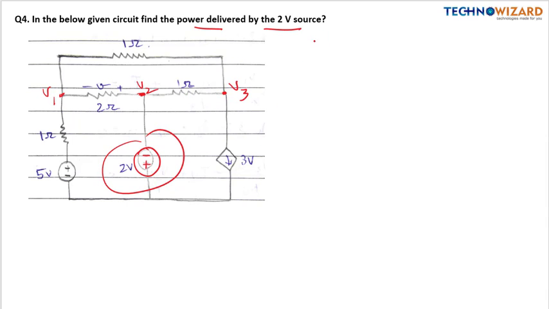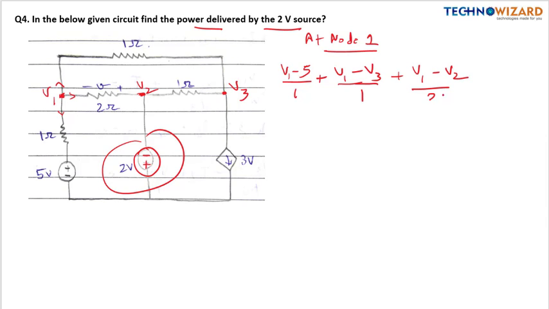Now at node 1 I am applying nodal analysis. These are the currents flowing here like this. The sum of currents will be equal to 0. So what will be the equation here? V1 minus 5 upon 1 plus V1 minus V3 upon 1 plus V1 minus V2 upon 2 is equal to 0. On solving this you will get 5V1 minus V2 minus 2V3 is equal to 12. This will be the first equation.